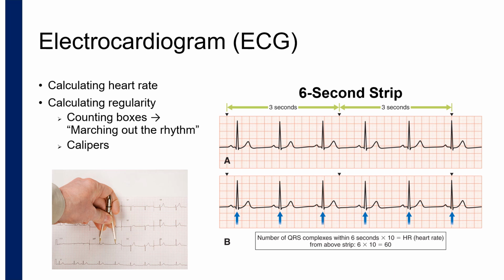Next, we want to see if the rhythm is regular. And there's a couple of different ways you can do this. We're going to talk about marching out the rhythm, which is counting boxes, and using calipers. So calipers are pictured here, and it's this little device. So what you do is you stretch it open. You can measure from R to R or P wave to P wave, but here in this picture you can see R to R. So you spread it open from the first R to R, you lift up the calipers and you compare it to the next R to R. And if it is exactly the same distance, then we know that rhythm is regular.